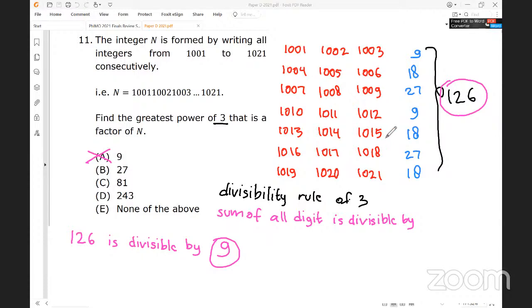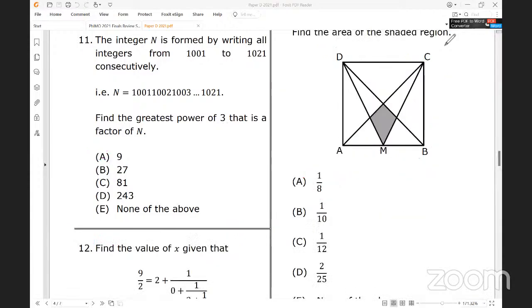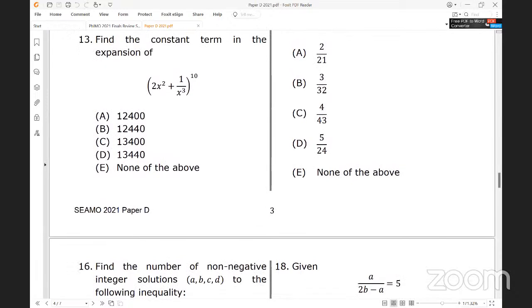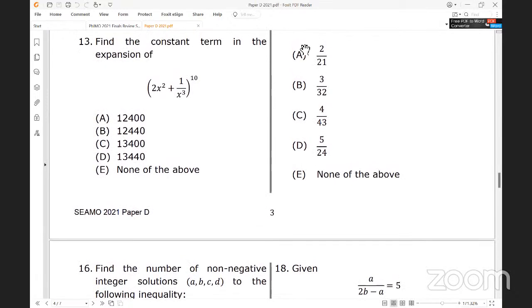And then for our last number today, the question is number 13. Okay.